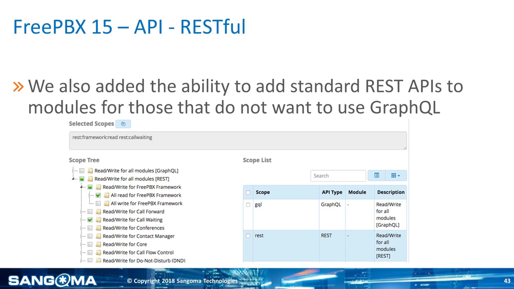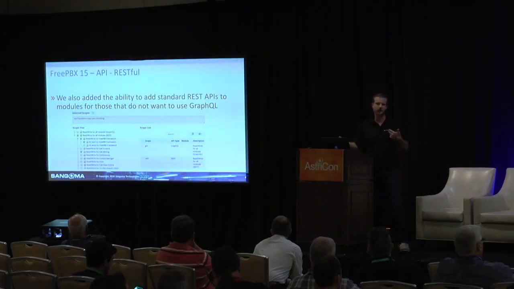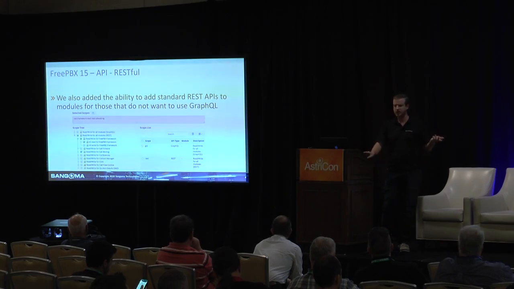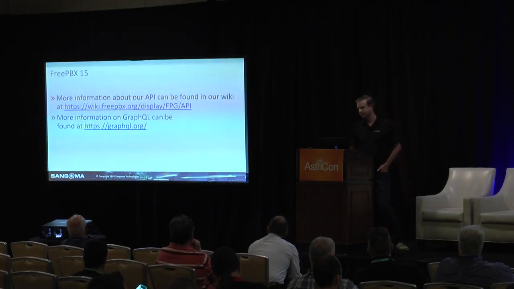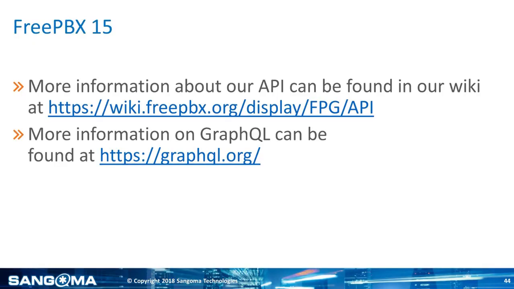So if you didn't want to use GraphQL, you could use the REST API. We don't actually have a lot of functionality in there, but developers, the community, could come along and add that functionality in. It's the same logic. It's scope-based. It's OAuth 2-based, right? So it's the same way that GraphQL works. You can find out more information on our wiki as well.